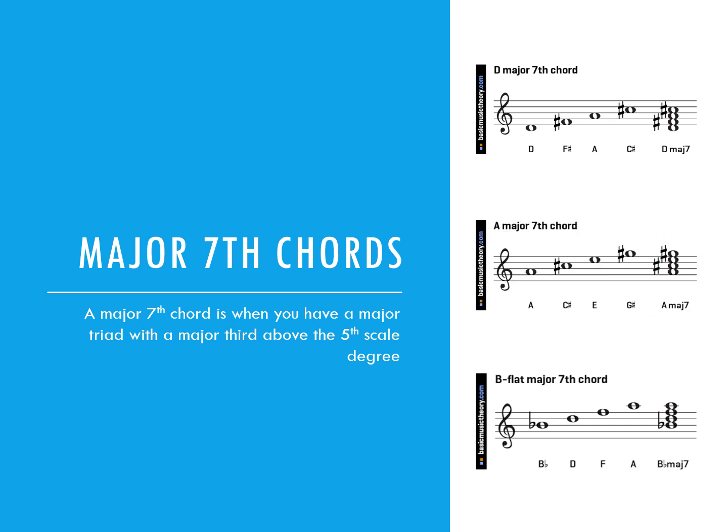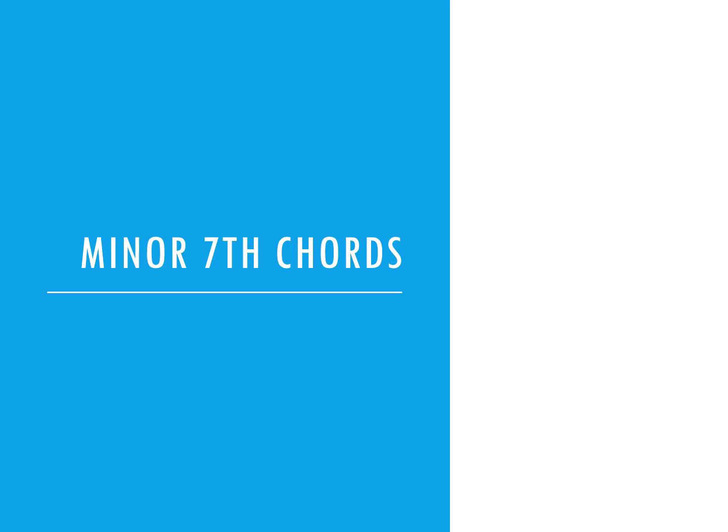Lastly, we have A major. In the key of A major, you need A, C sharp, and E to make a major triad, and then a major third above that would be a G sharp, making an A major seventh chord: A, C sharp, E, and G sharp. The next kind of seventh chord we will go over are minor seventh chords.